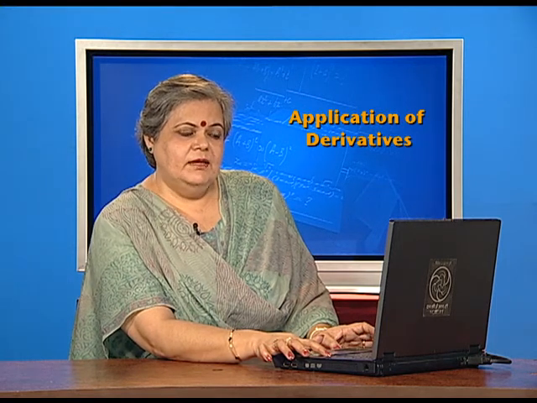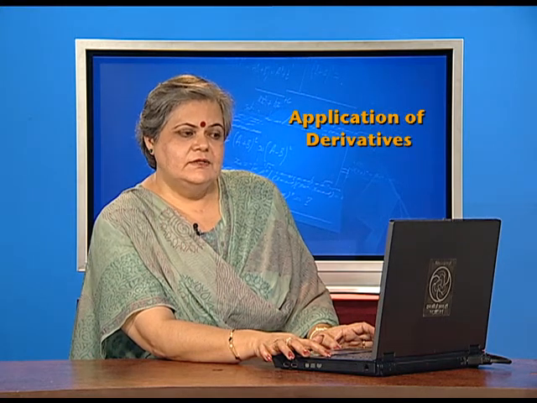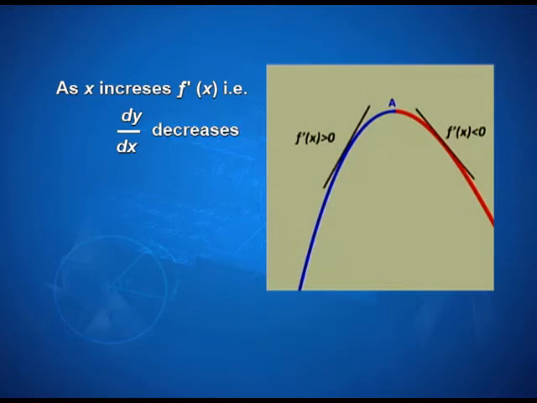At the same time, if we get back to this graph and see that as we looked at the point A, f dash x on the lesser side of x is equal to small a is positive, on the other side it's negative, it can be interpreted as saying that as x increases, f dash x, that is dy by dx, decreases.